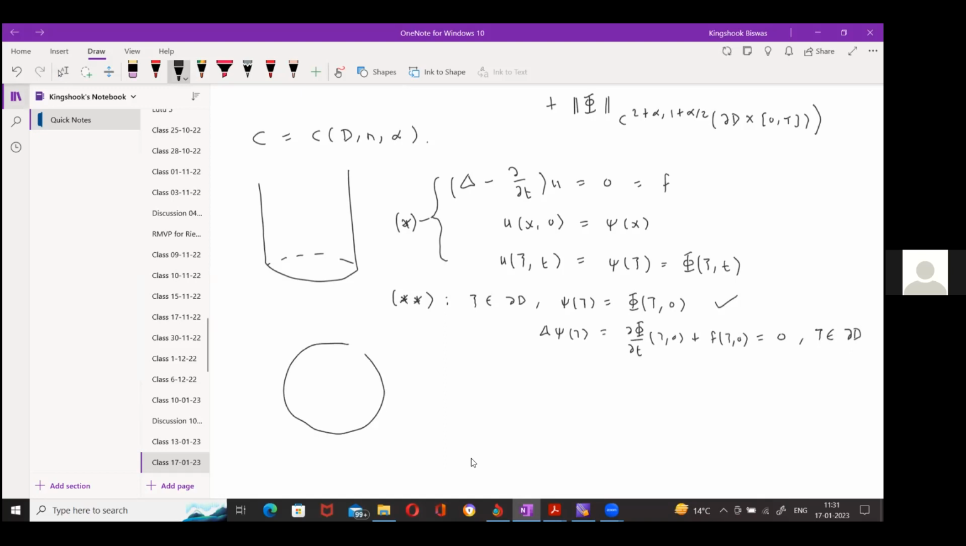That one can always do if your function has a smooth extension. Suppose I have a G from the boundary of D to R such that G, well, you just need it to be smooth on the boundary of D.